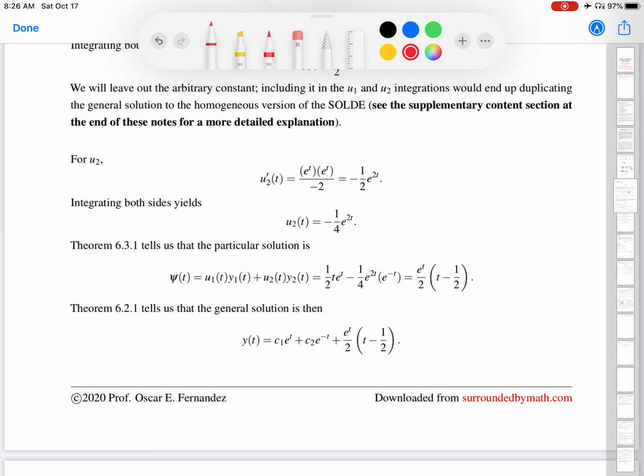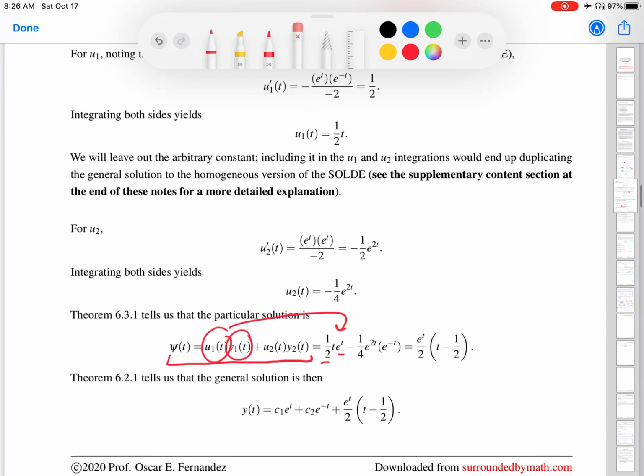So I found my u1 and my u2, and then I go back to the form for psi that's dictated in the theorem. So it's u1, which was 1/2 e to the t, times y1, which was, oh, sorry, it's the other way around. U1 was not 1/2 e to the t. U1 was 1/2 times t, right? So that's u1 times y1, which was e to the t. There we go. And then the rest of it, we just continue with the products. U2 times y2 gives us that.